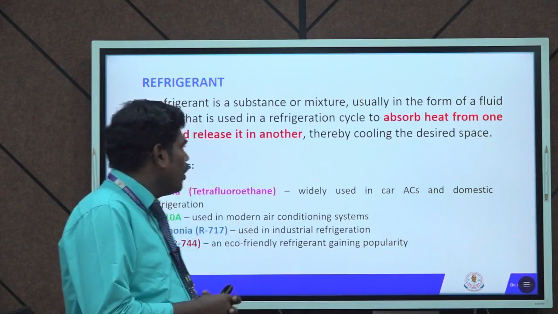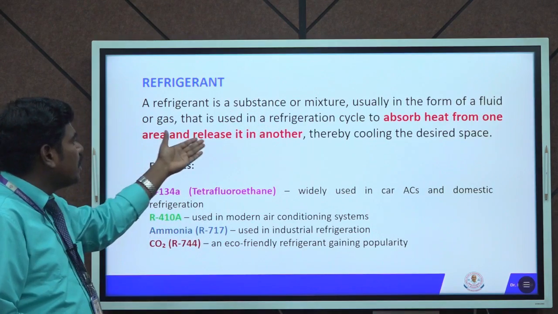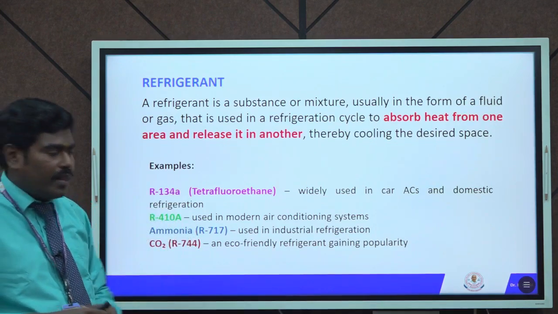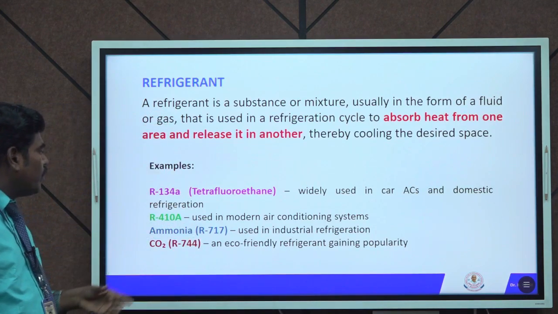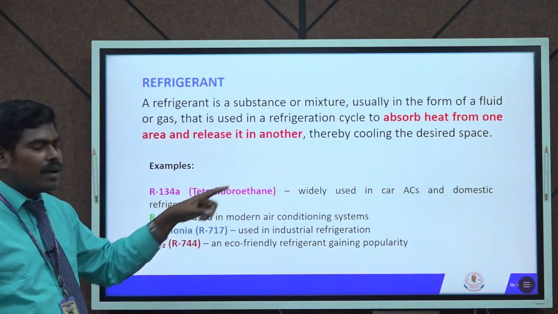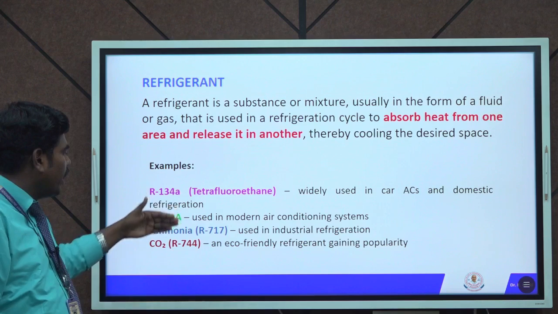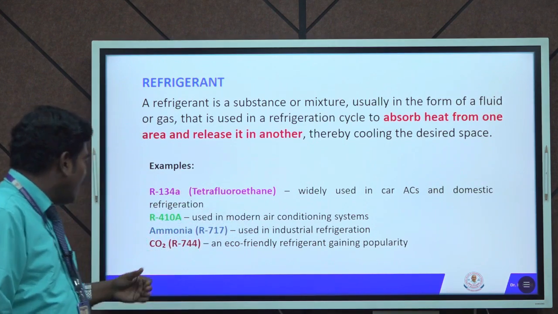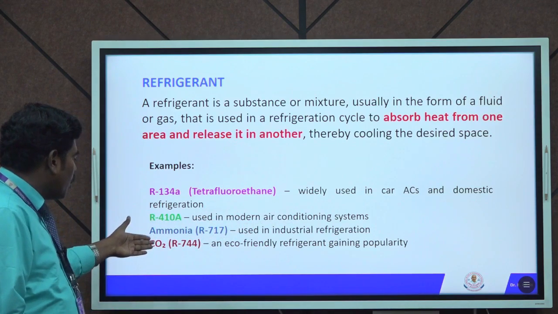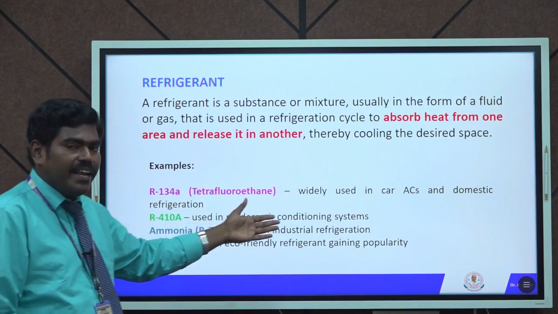First one is refrigerant. Refrigerant is a substance or mixture, usually in the form of fluid or gas, that is used in a refrigeration cycle to absorb heat from one place and release it to another place. Examples of refrigerants are R134a, tetrafluoroethane, widely used in car ACs and domestic refrigeration; R410A, used in modern air conditioning systems; ammonia R717, used in industrial refrigeration; and CO2, carbon dioxide based refrigerant R744, an eco-friendly refrigerant gaining popularity.